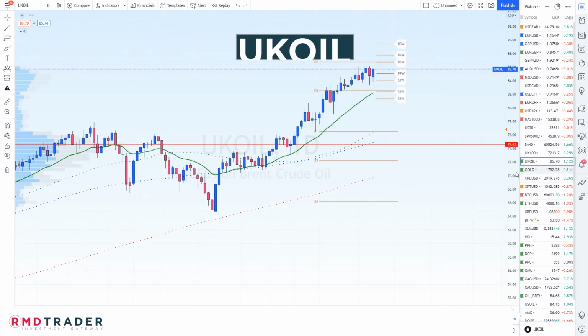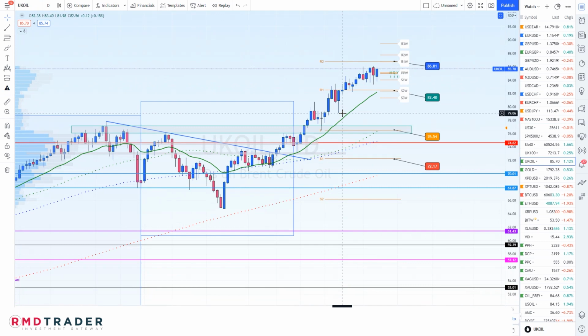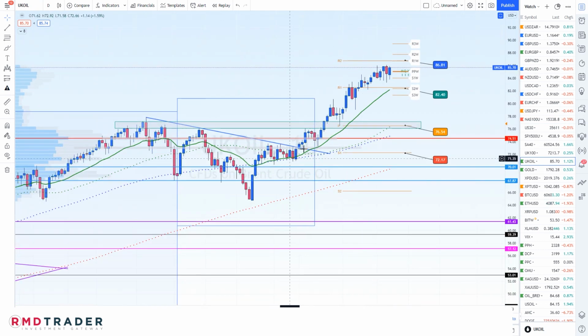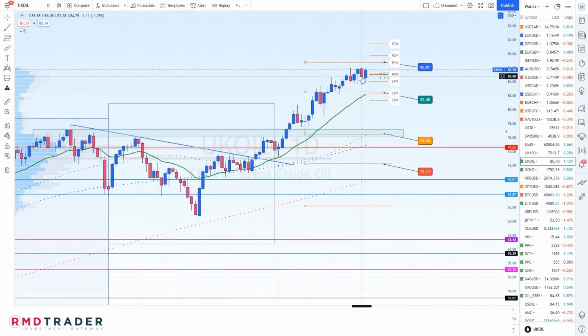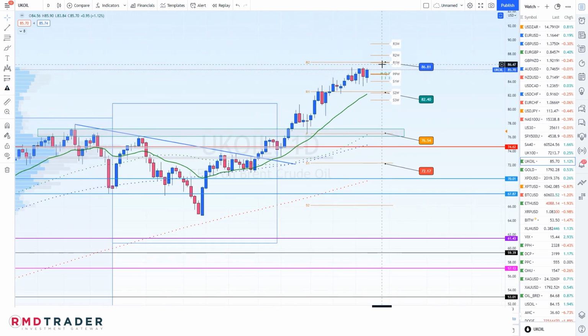Having a brief look now at our UKOIL, UK Brent crude oil. UK Brent crude oil is currently still trending upwards. It does appear to be losing some momentum, but the bullish candle on Friday could suggest we are still looking for a high, and we have that very clear target of our monthly R2 coinciding with the weekly R1 at 86.80, so still a possible target.